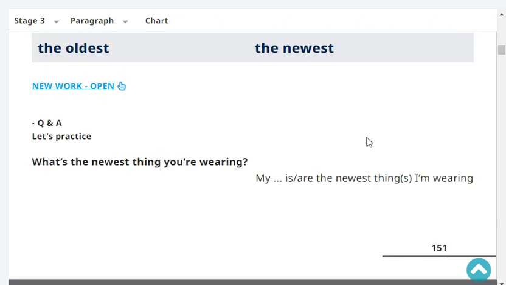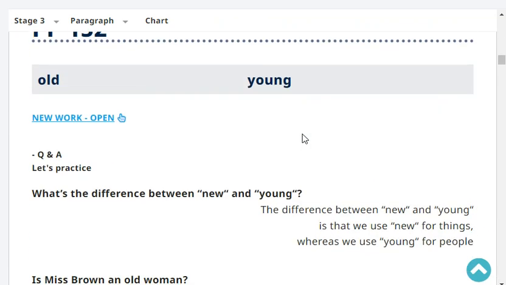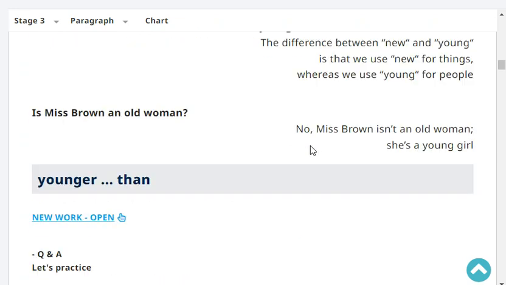Okay, next. What's the newest thing you're wearing? My glasses are the newest thing I'm wearing. Very good. What's the difference between new and young? The difference between new and young is that we use new for things, whereas we use young for people. Very good.